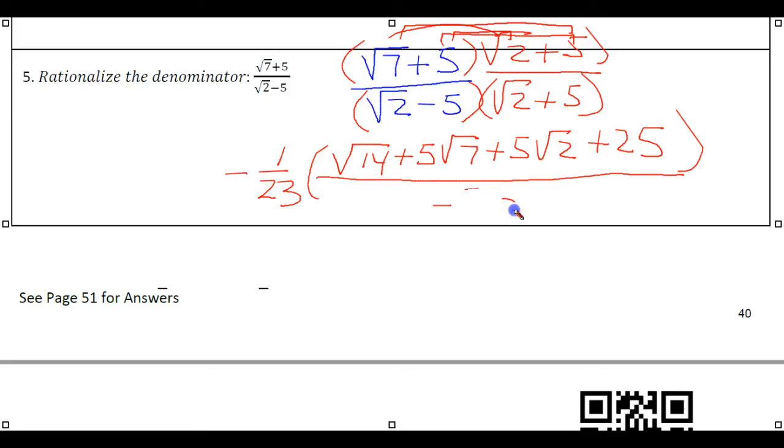Rather than put that there, I would have changed all these signs up here and had a positive 23. All right, two different ways to do it. Both are satisfactory. All right, let's go on.